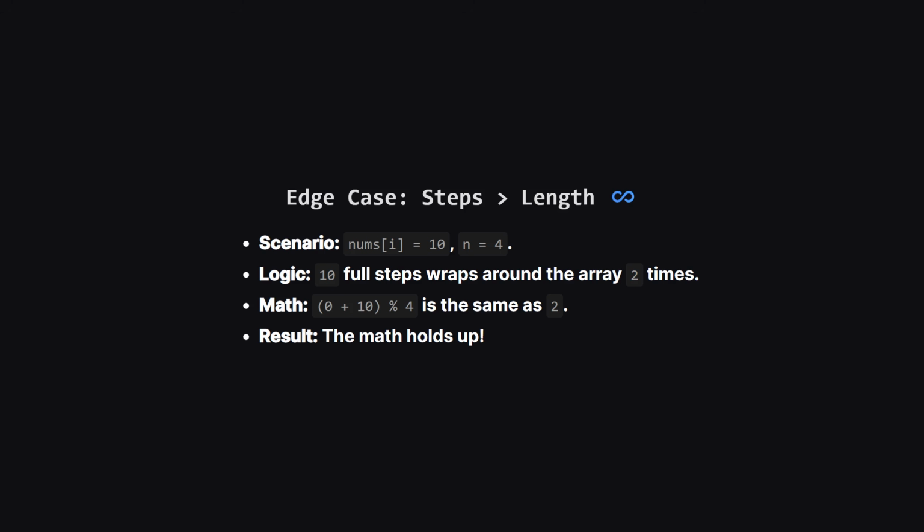You might be wondering, what if the number of steps is huge, like moving 10 steps in an array of size 4? Well, the beauty of modulo math is that it ignores full loops. Moving 10 steps is exactly the same as moving around the circle twice, which is 8 steps, and then moving 2 more steps. Our formula 10 modulo 4 gives us 2 immediately, so we don't need any special if statements for large numbers. The math just works.